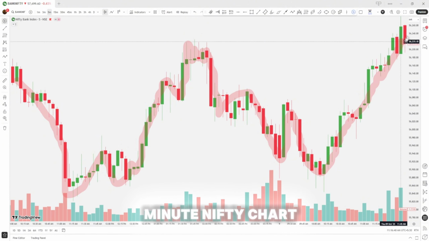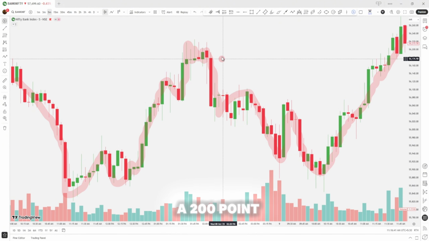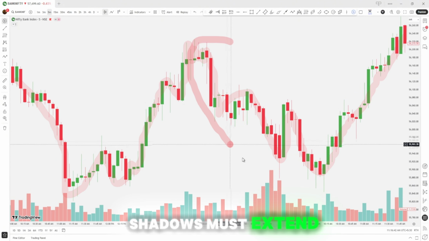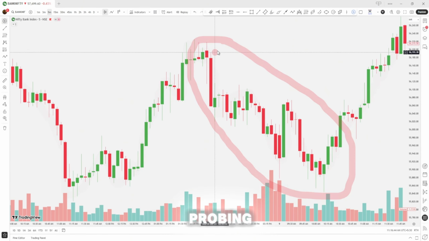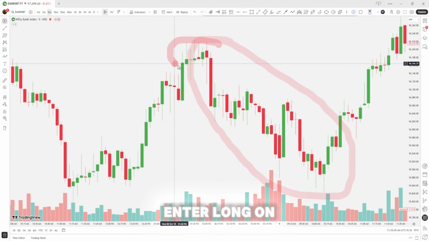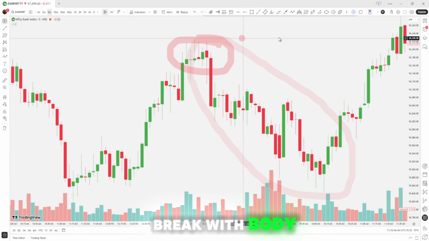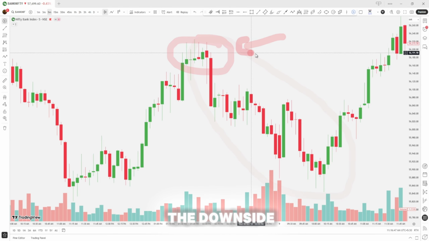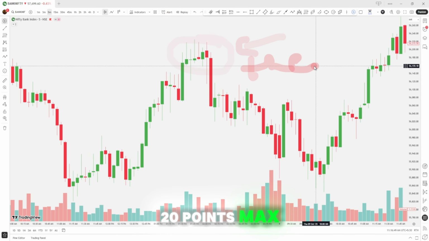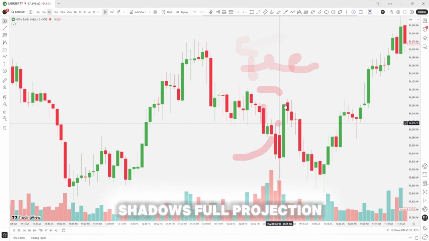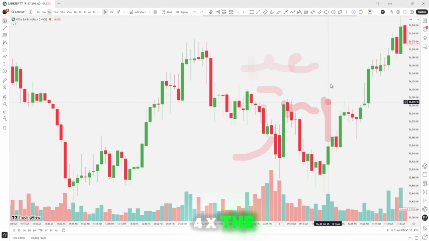On a 5-minute Nifty chart, identify compression after a 200-point move. Shadows must extend beyond the body by 2x, alternating directions to show balanced probing. Trade the release, enter long on an upside shadow break with body confirmation or short the downside. Stop anchors at the compression midpoint, 20 points max risk, targeting the shadow's full projection, often 2-4x the range.